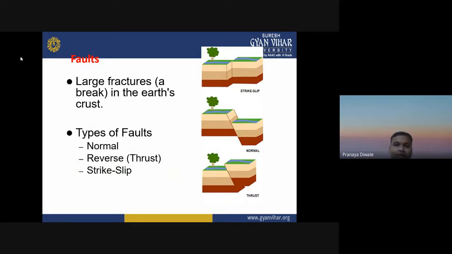So what is a fault? A fault is nothing but a displacement of rock block, whereas your normal fault is, and these all are related to this fault.